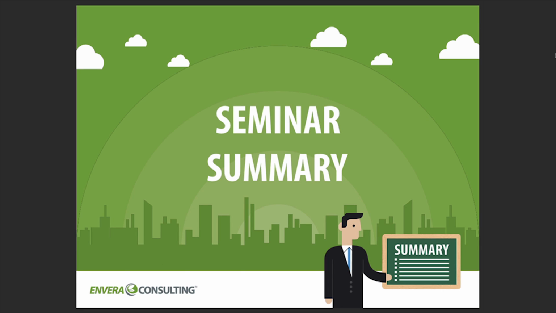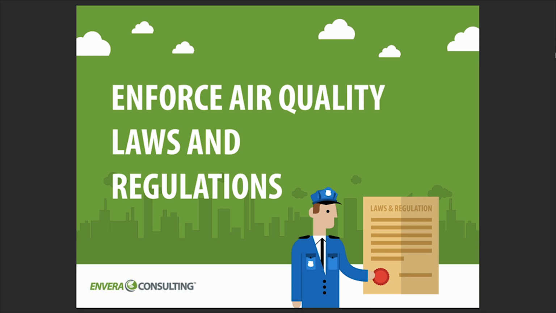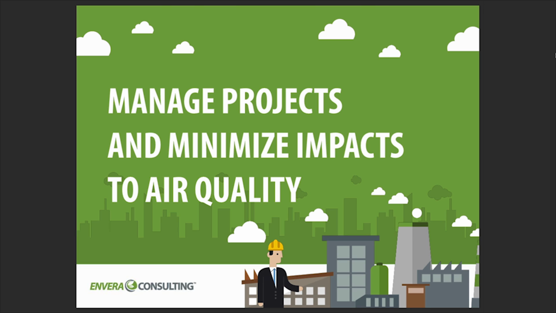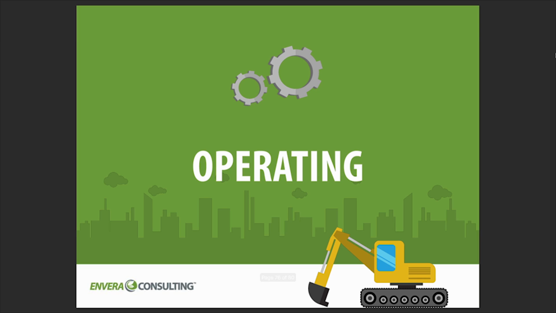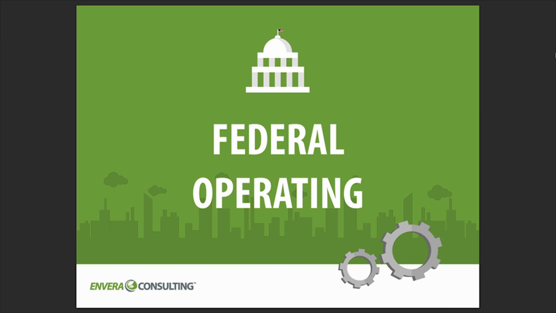So as we start to close, let's summarize what we talked about. Again, air permits are needed to enforce air quality laws and regulations, in addition to managing projects and to minimize the impacts to ambient air quality as a result of building new pieces of equipment that emit air contaminants. In general, we talked about the 3 types of air permits. Number 1, you have the pre-construction permit, which allows you to construct a piece of equipment. Number 2, you'll have the operating permit, which allows you to operate that piece of equipment. We also talked about the federal operating permit, or the Title V permit, which is typically issued to larger facilities and increases the enforceability of the Federal Clean Air Act.